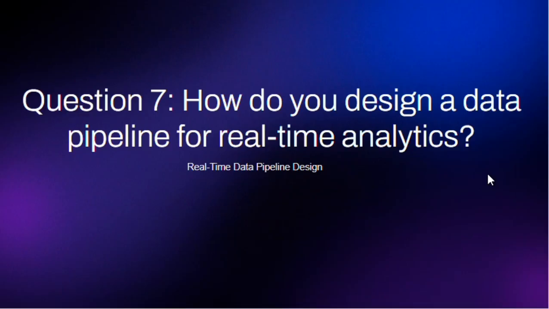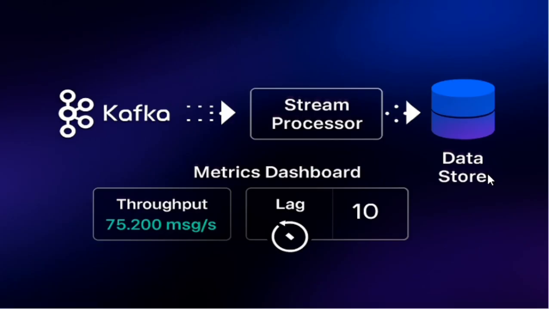Question 7. How do you design a data pipeline for real-time analytics? Stream data from sources using platforms like Kafka or Kinesis. Process it with stream processors such as Flink or Spark Streaming to compute metrics in real time. Store results in query-optimized stores like NoSQL or OLAP databases.